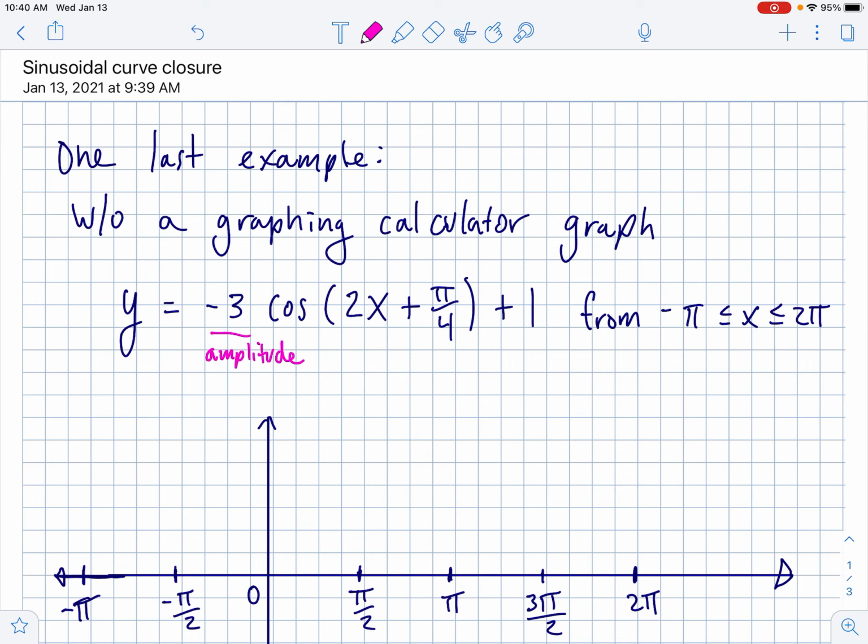The next thing I notice is this +1. This is going to be your midline. The center line, the home base, whatever I call it, it means that it's centered around that.